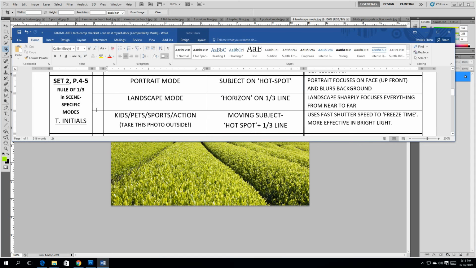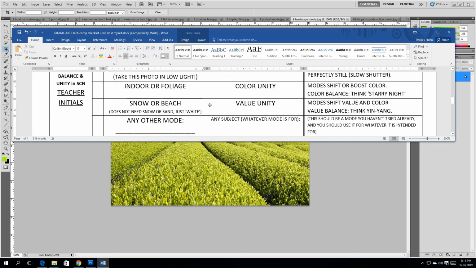This set only has 3 photographs that you take, but there is a little more to each one. You've got to remember to multitask. Every time you're taking a picture, you are not just thinking about what mode you're in or what composition you're going for. You're doing both at once. Keep that in mind. Good luck, and once you finish, you can move on to set 3.